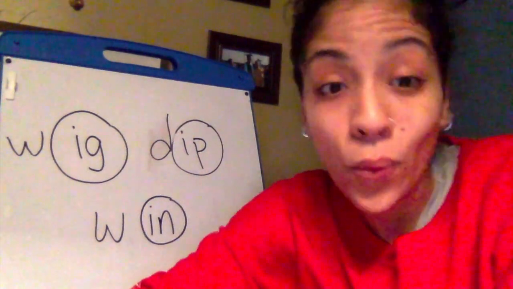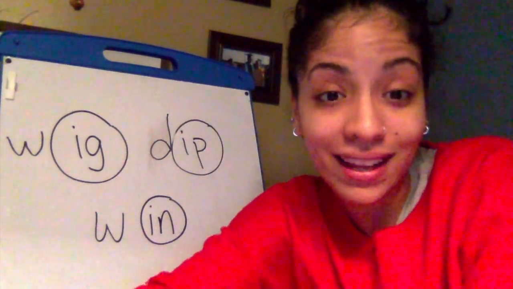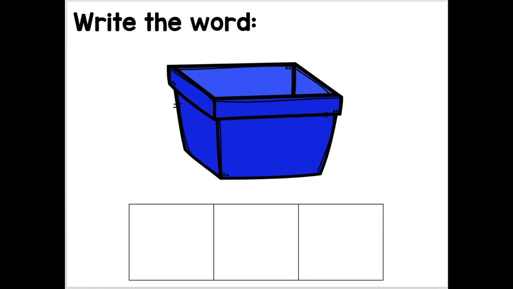Now, we're going to practice. Are you ready? Let's go. Let's get your pencils out, get your paper out, get your crayons out. Hey, you could even use your finger and write it in the sky. Are you ready? Remember, we're working on in words, ig words, and ip words. Here we go. Bin. What do you hear in that word, bin? What word family? If you said in, you are correct.